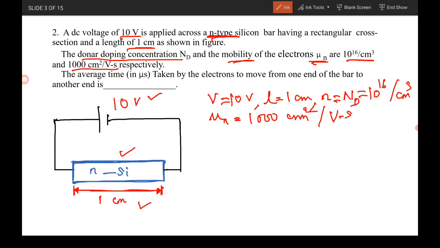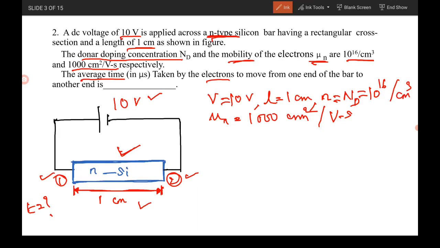So now what do we need to find? We need to find the average time required by the electrons to move from one end of the bar to the other end. So this is the bar given, this is one end and this is the other end. So we need to find out what the time is. So here T will be equal to how much when the electrons move from position 1 to position 2. So let's find out. For that, what do we need? mu n is given and we need velocity in order to find time.